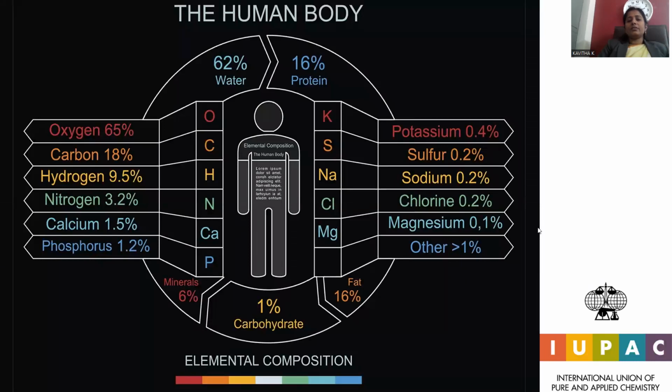Chemistry of humans, right? So the human body chemistry is going to be analyzed, where the maximum quantity you can notice, 62 percentage of water will be located, and the remaining 16 percentage of protein content is there. Very minute quantity, minerals of 6% and fat of 16% is present in the body. Carbohydrate content is 1 percentage, which is responsible for energy.